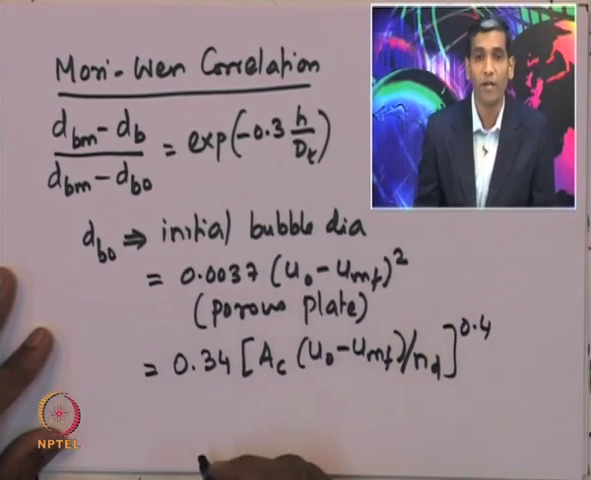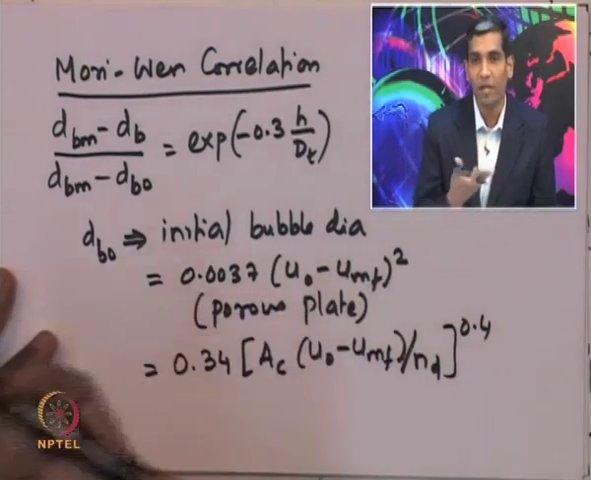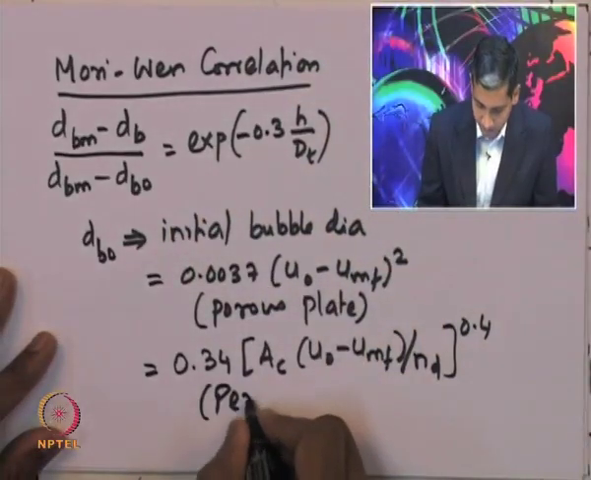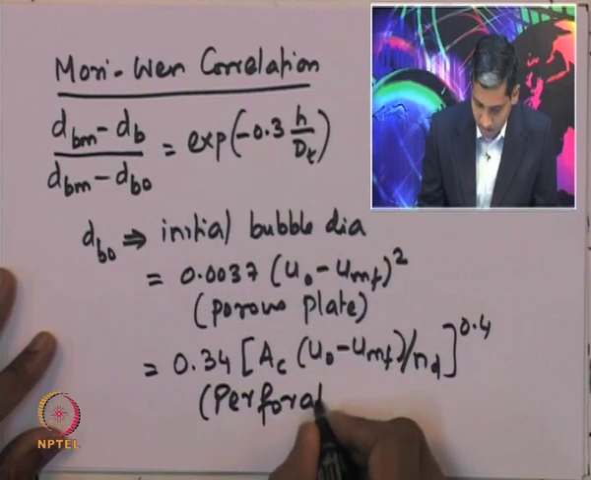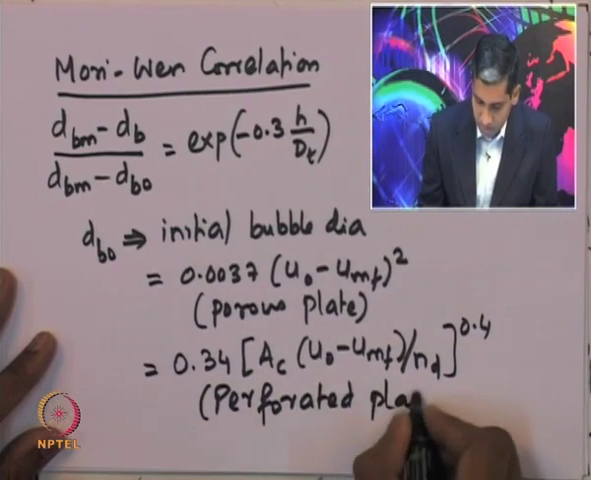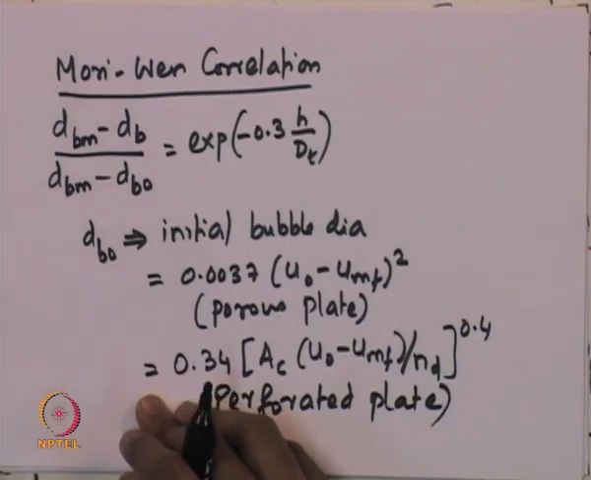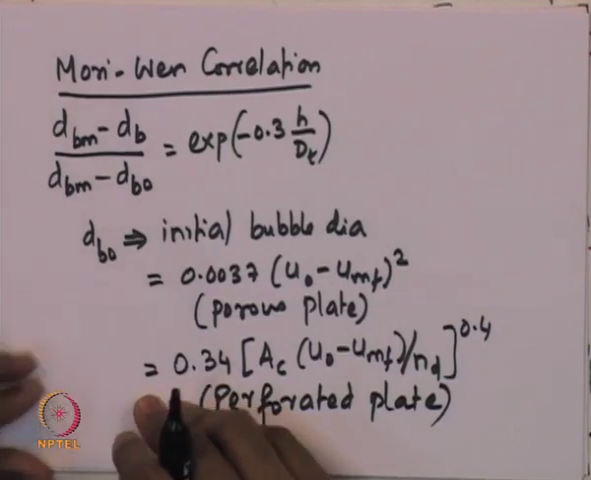So this is the correlation for estimating the initial bubble diameter if the plate which holds these particles is a perforated plate. If it is a perforated plate, then this is the correlation that gives an estimate of the initial bubble diameter. Next we need to know the maximum possible bubble diameter.